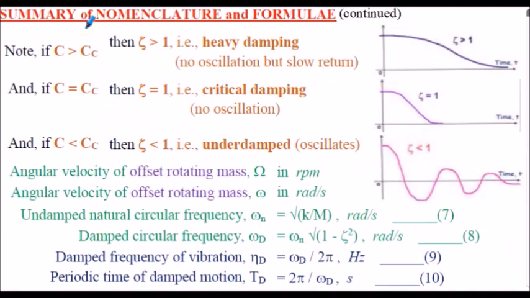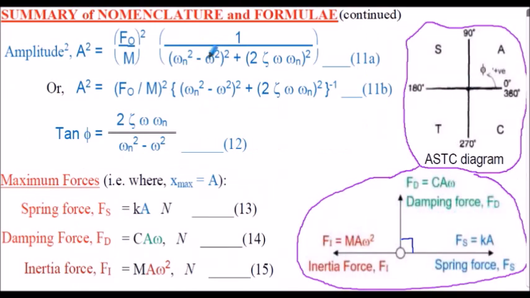The summary continued here. Just recap some basic damping terminology and characteristics here. Also be careful of the terminology. These are angular velocities associated with the rotating offset mass, lowercase m here, in RPM and in radians per second. We also refer to the undamped natural frequency, omega n, and then the damped circular frequency, omega d. Summary continued.